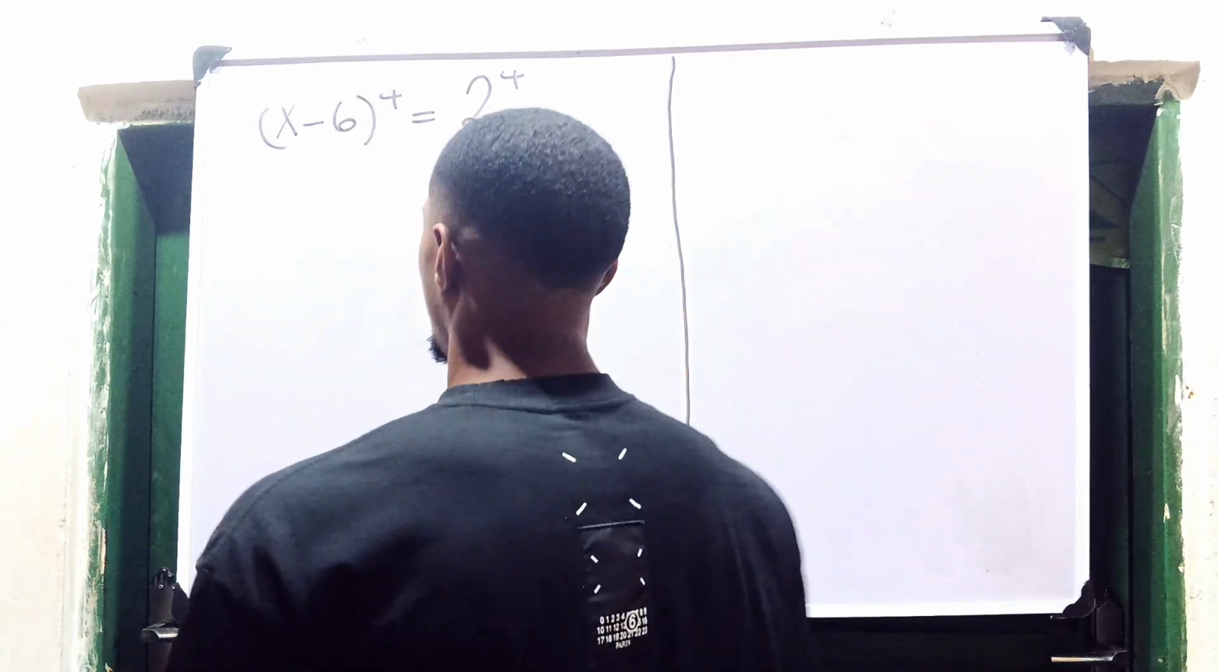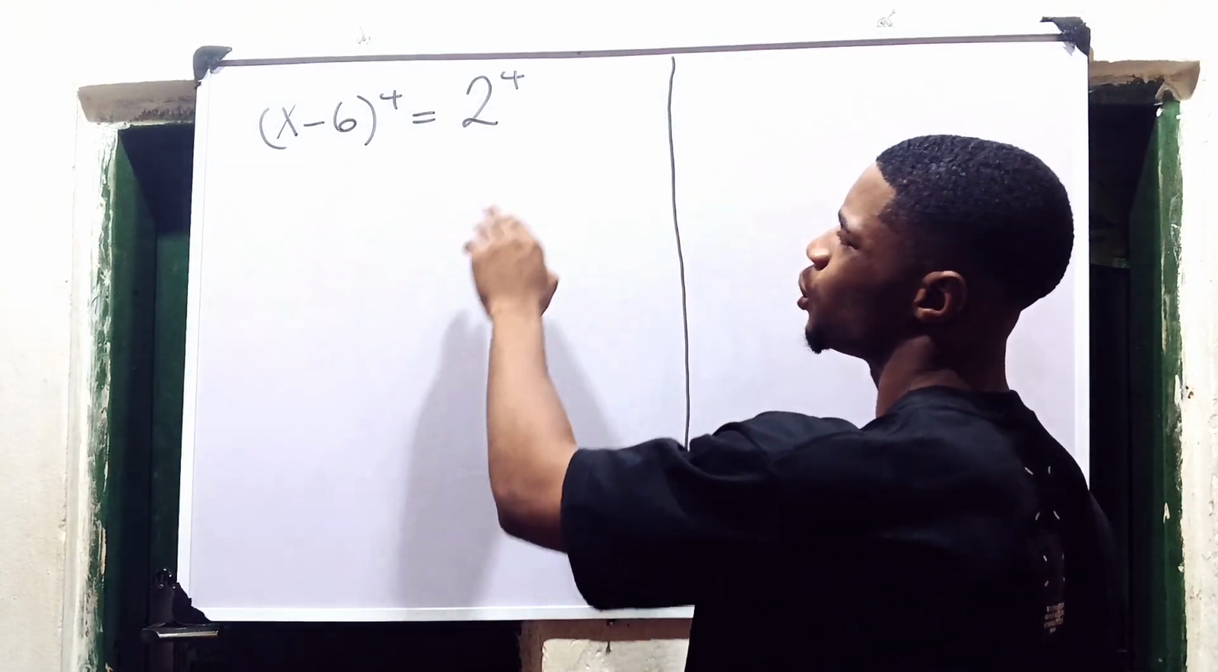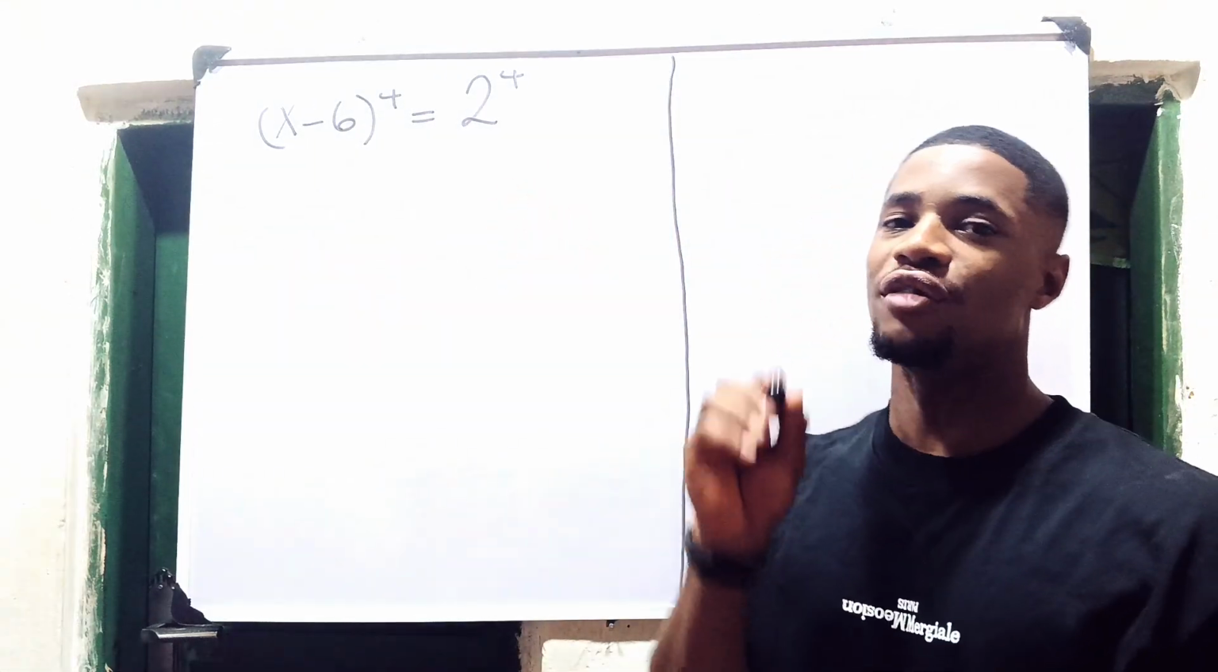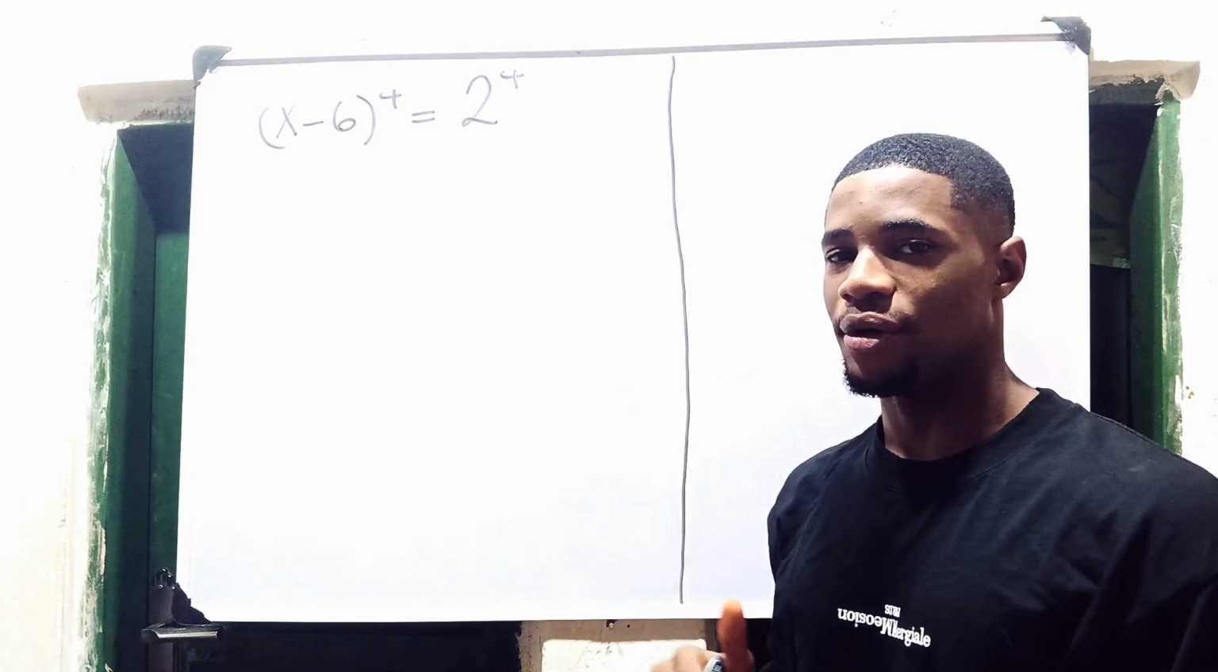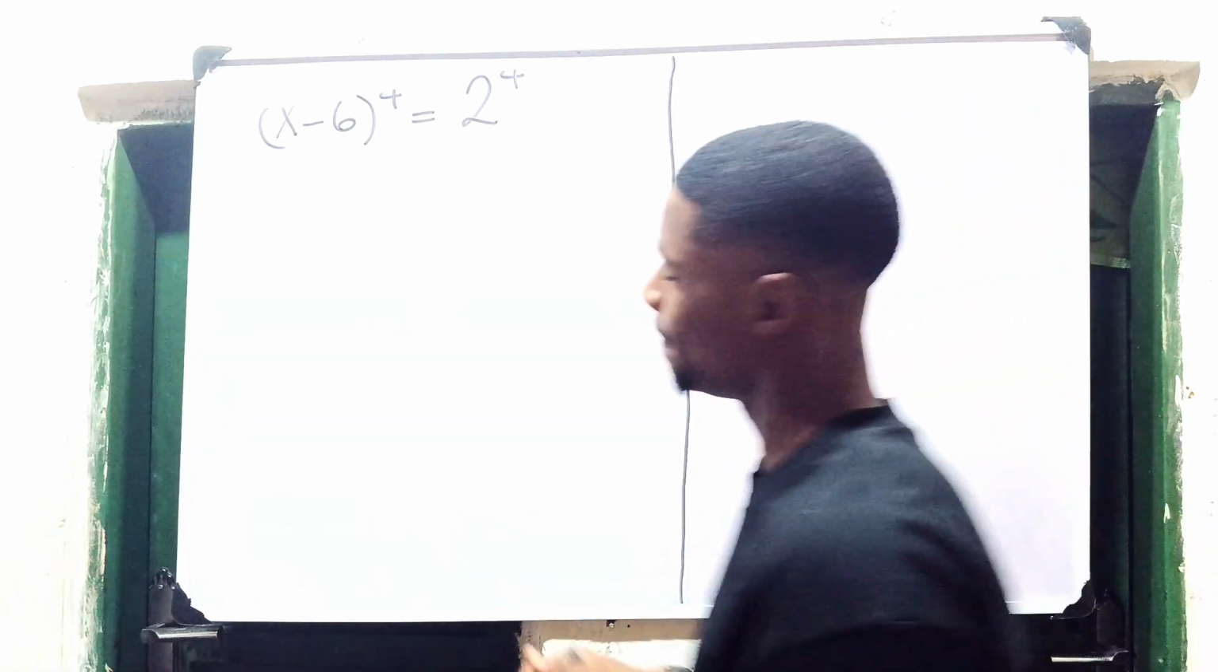It says (x − 6)^4 is equal to 2^4. And I'm going to solve for the values of x, okay? So what shall I do this sequentially?